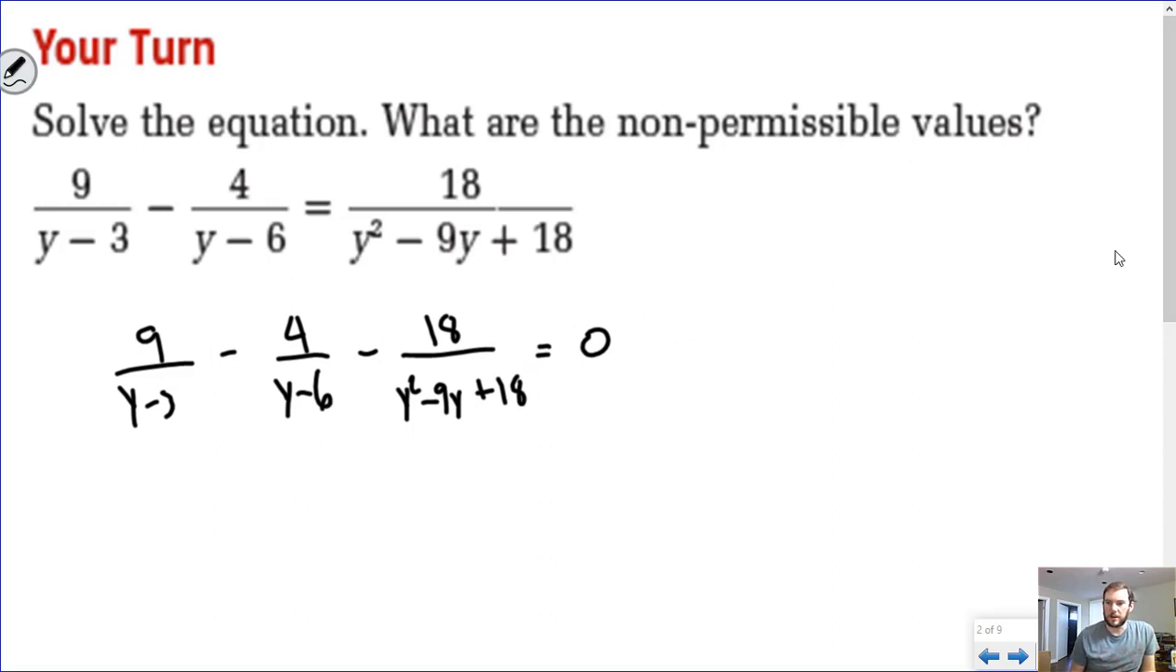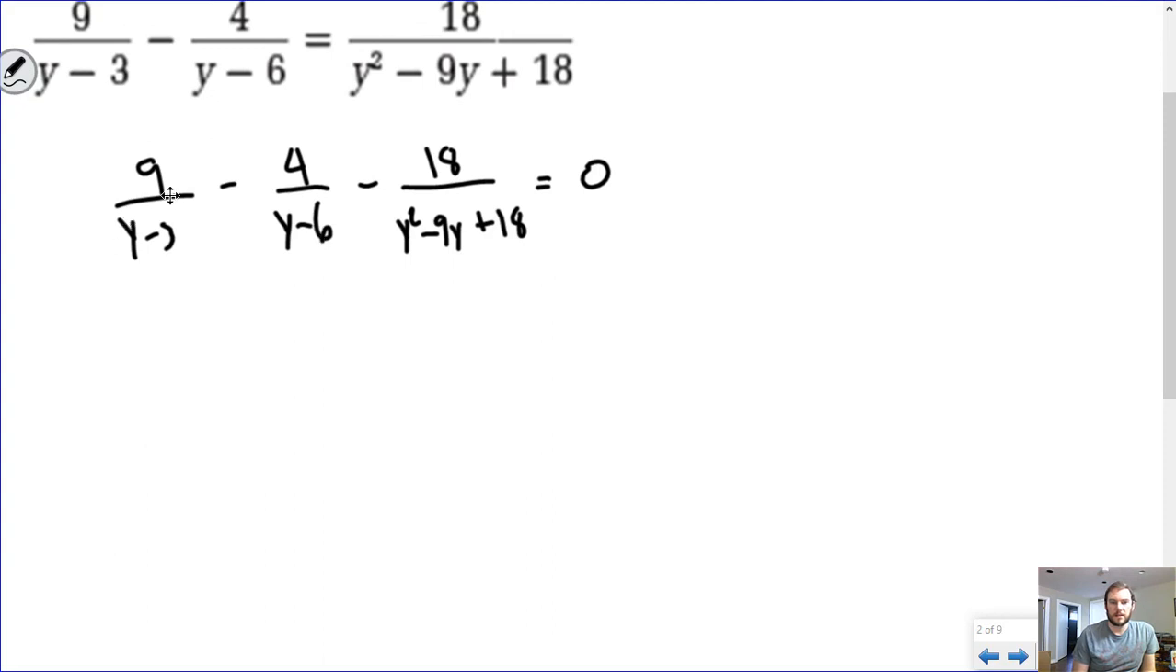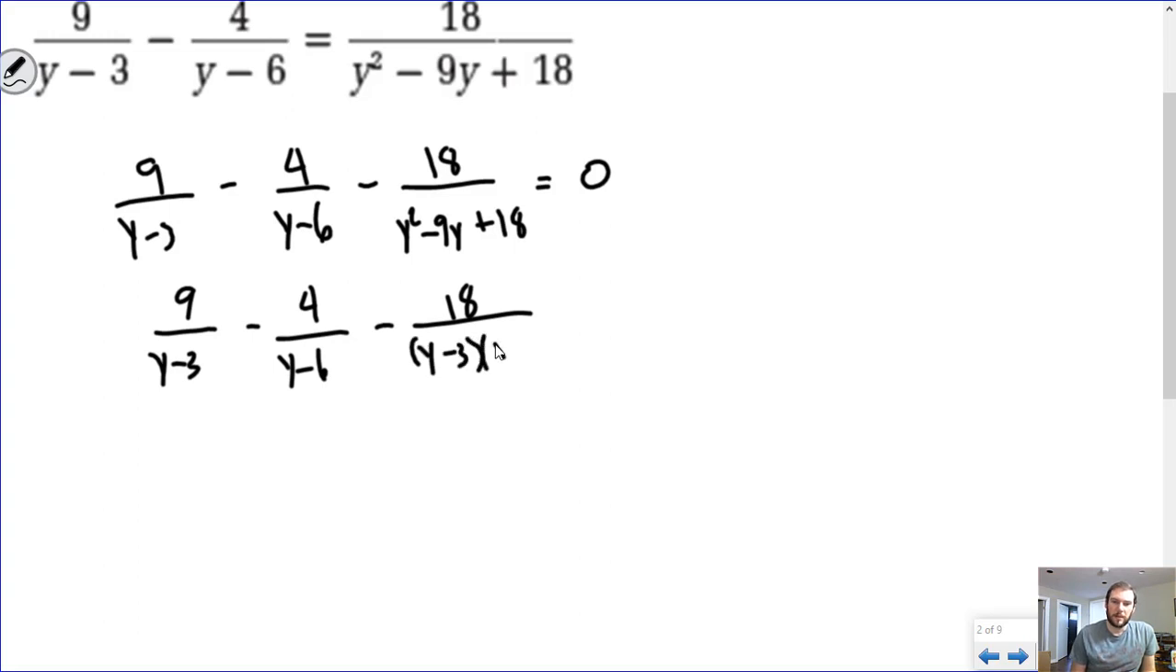And this is the big difference between equations and expressions, right? That equal symbol. Once you see that equal symbol, now we know y is going to have an answer. So now to get this over a common denominator, we have to factor everything to make sure that we can find our common denominator. So y minus 3 is just going to stay y minus 3, y minus 6 is just going to stay y minus 6. But this quadratic can be factored, and surprise, surprise, it is y minus 3, y minus 6. Just to simplify our lives a little bit, the two factors here are the same as the two factors there.